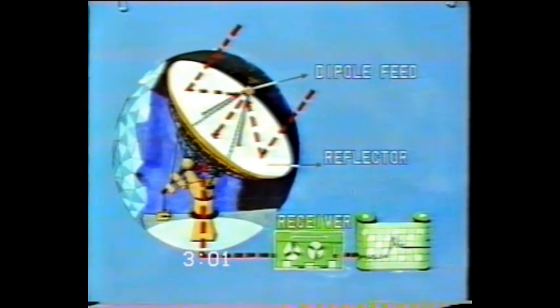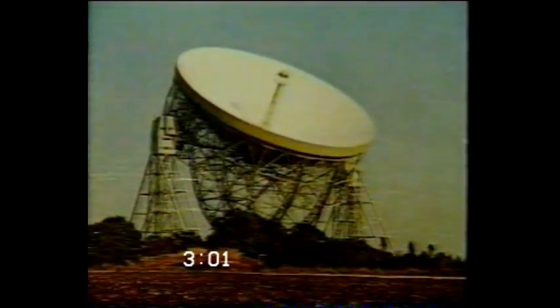The radio telescope, a basic tool of radio astronomy, consists of a reflector, a feed, and a receiver system. The Jodrell Bank radio telescope in England is an excellent illustration.